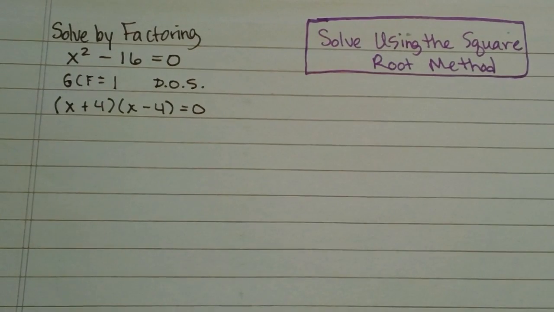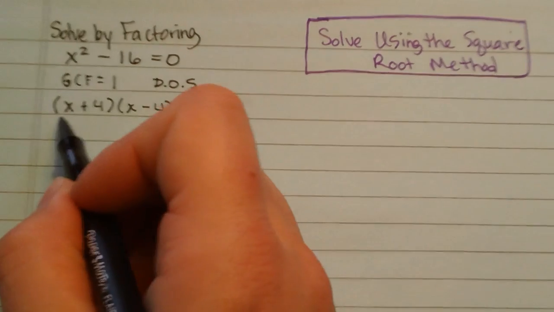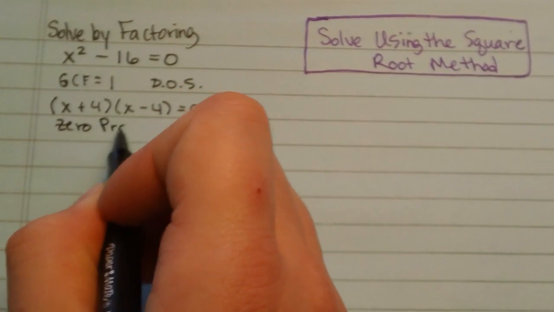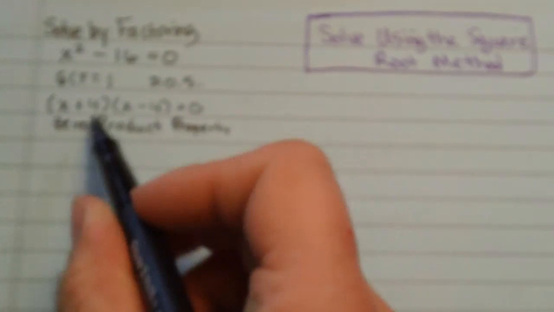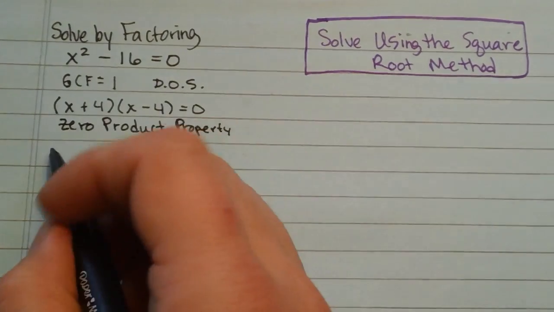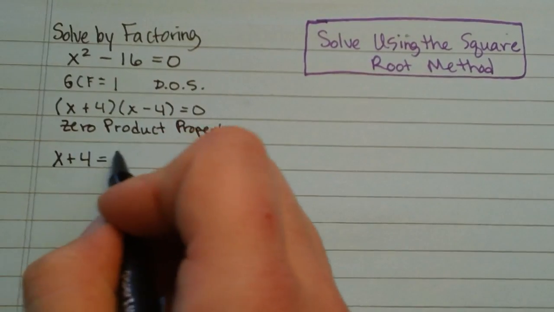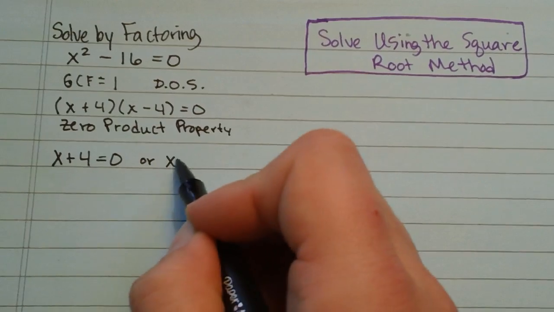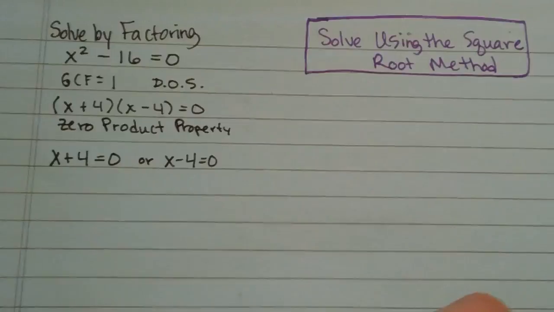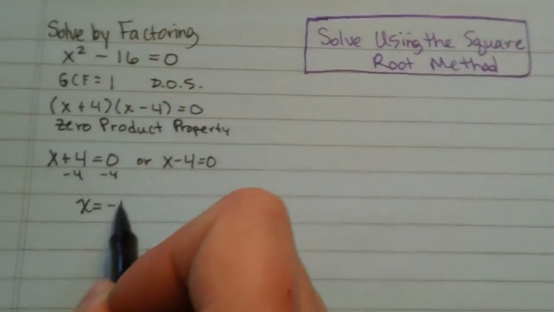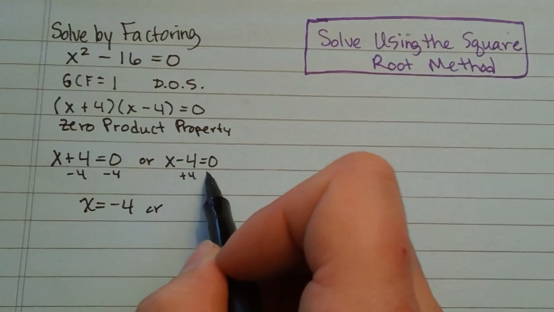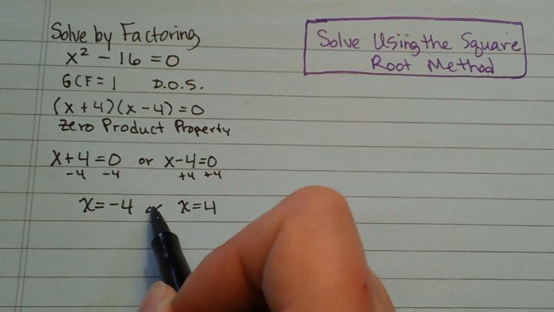And then we applied a property that said if I have two things multiplied by each other equaling 0, then at least one of them had to be 0 to start with. That is called the zero product property. So we would use the zero product property to rewrite x plus 4 times x minus 4 equals 0 into two equations, x plus 4 equals 0 or x minus 4 equals 0. And then solve those two equations. So minus 4, we get x equals negative 4 or plus 4, x equals positive 4.